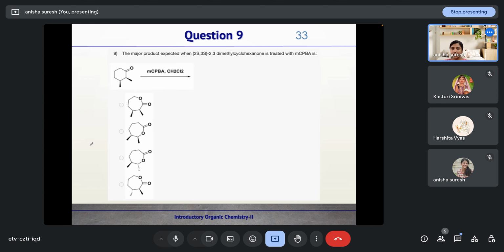Now coming to question number 9. The major product expected when 2S,3S-2,3-dimethyl cyclohexanone is treated with MCPBA, that is metachloroperbenzoic acid. So what is the major product formed and what is this rearrangement called?